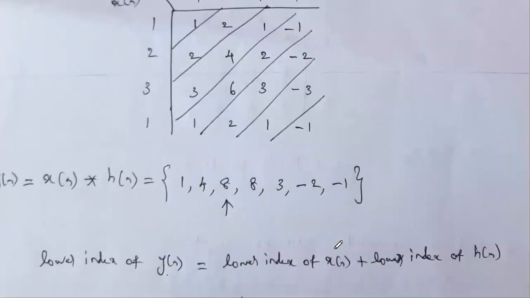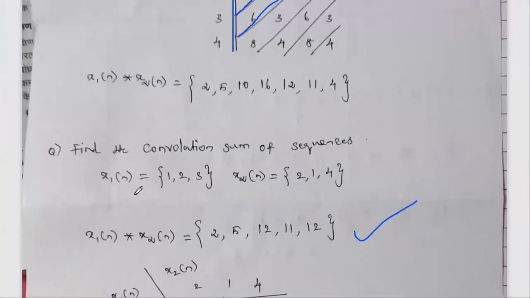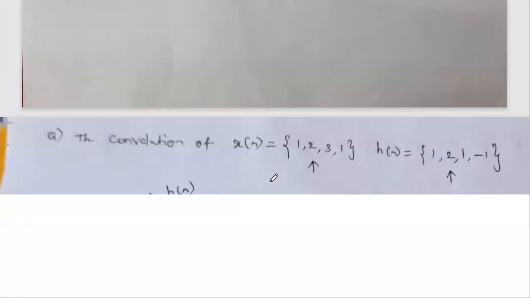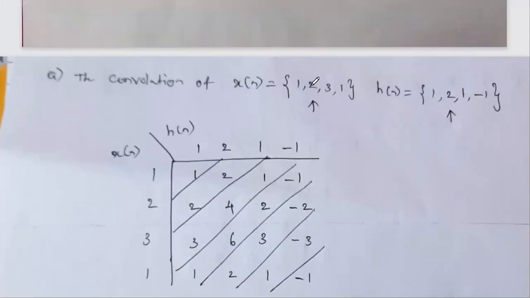Okay, so that is important. If the arrow is not given at all, as in the previous two problems where the arrow mark is not given, that means this one is the first data. Similarly, in this second data also, this is the origin. So that's why in the answer also, the first sequence is the origin, by default. But in this problem, the first sequence has the origin at this place, and the h of n has the origin at this place.